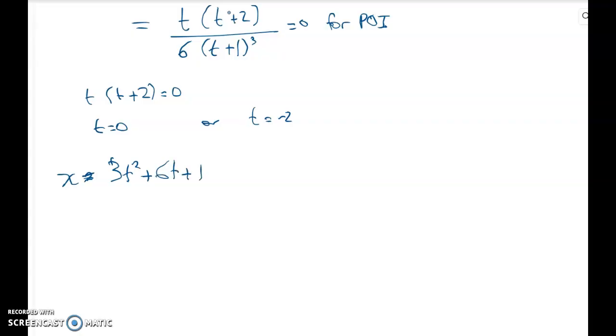There we go. x is equal to 3t squared plus 6t plus 1. Substituting in 0, we get x is equal to 1. And y is equal to 2t cubed, so y is equal to 0. So the point is (1, 0).